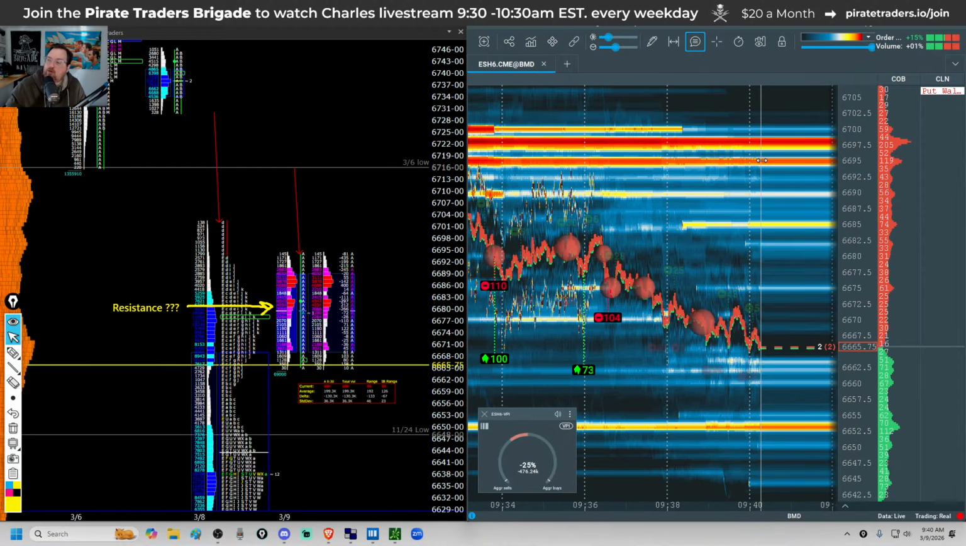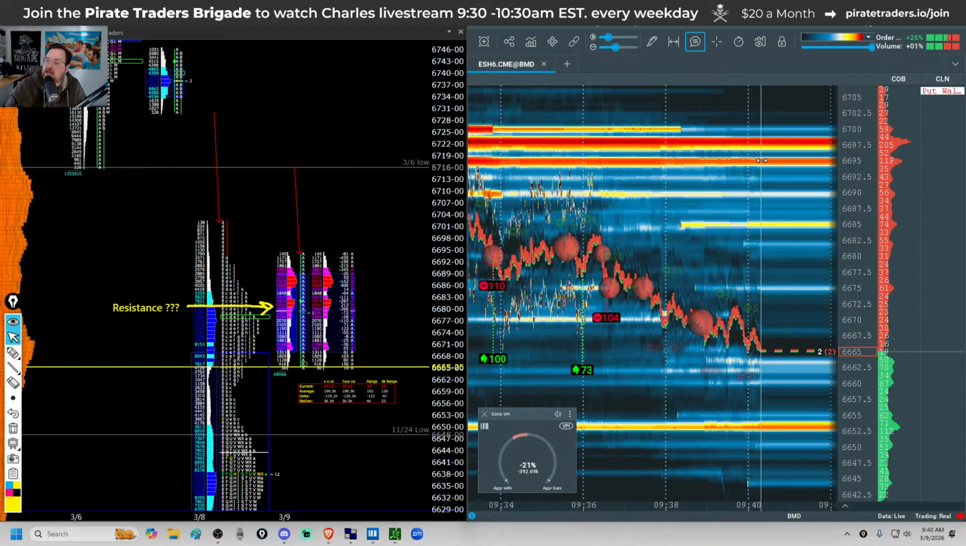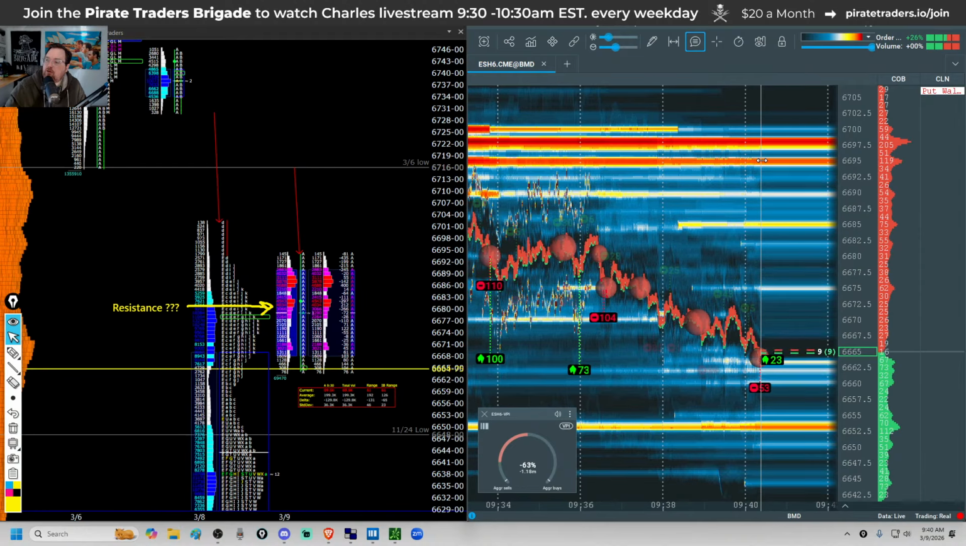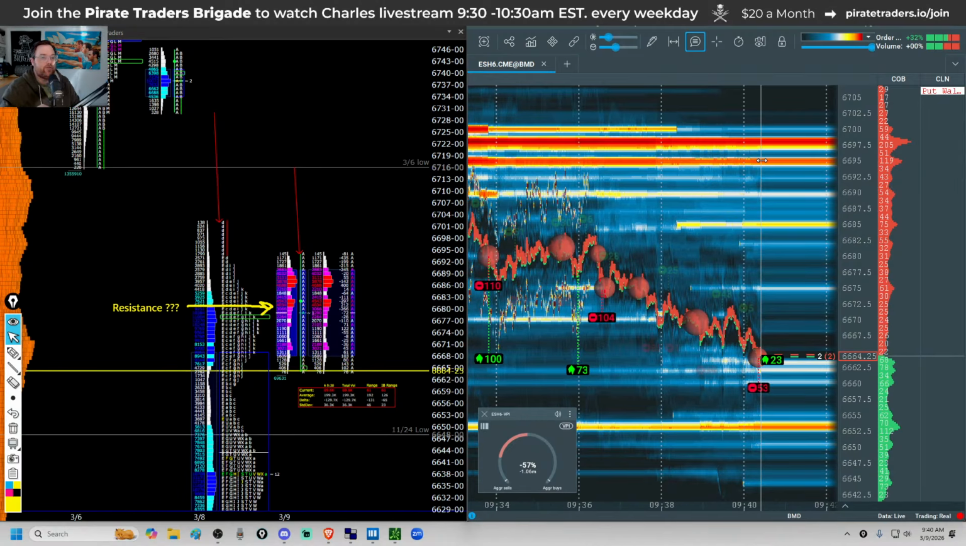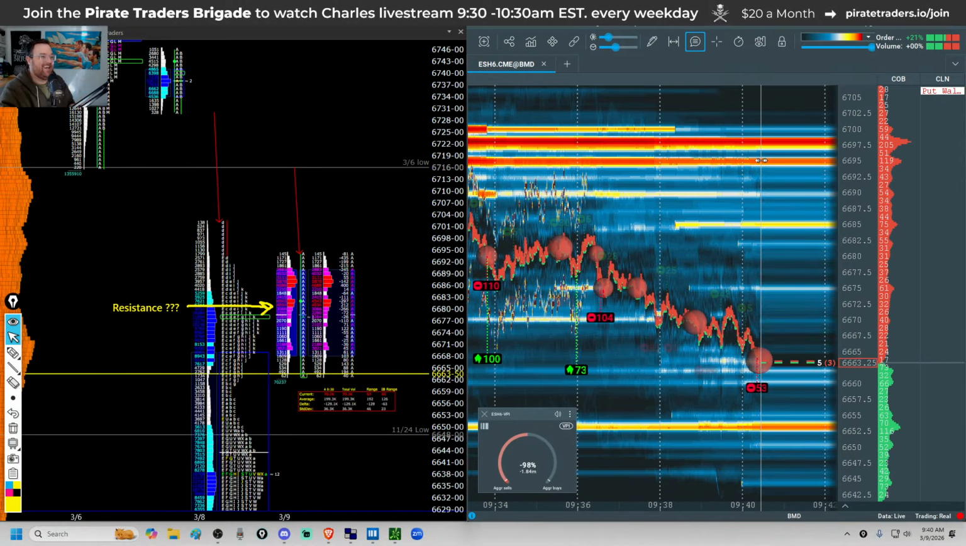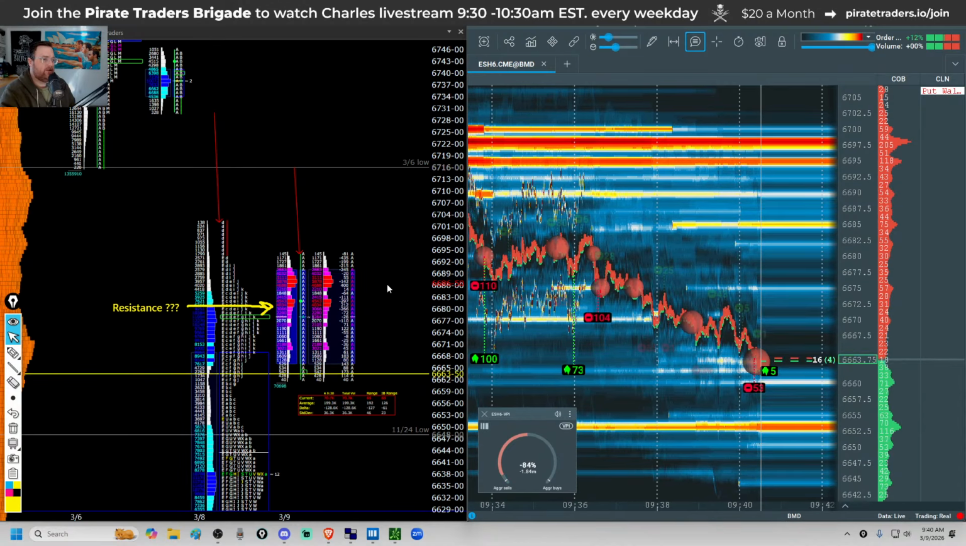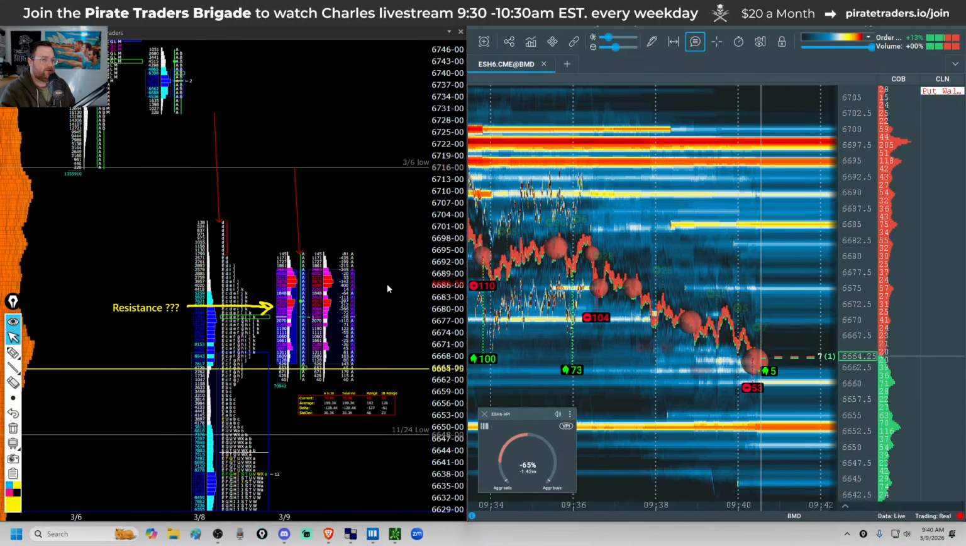Ray says this is the first pullback to the 200D EMA since early April 2000 lows. Interesting. So the daily exponential. That's not something I look at, so I have no edge there.